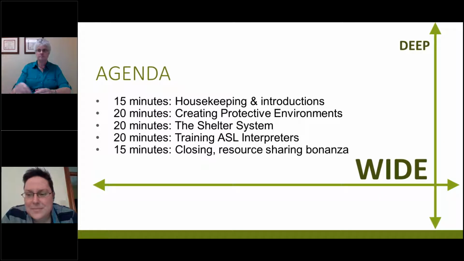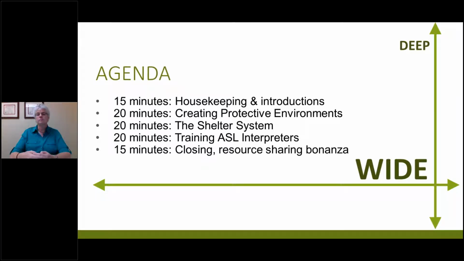So thank you, Skye. This is the plan for today. Our agenda is going to be bookended by housekeeping and sort of announcement things. And Holly is going to take approximately 20 minutes to cover creating protective environments, which is a strategy for primary prevention in the CDC's Stop SV technical package. We're going to talk about the crisis shelter system in Indiana, and we are going to be talking about training ASL interpreters. And again, ASL stands for American Sign Language.